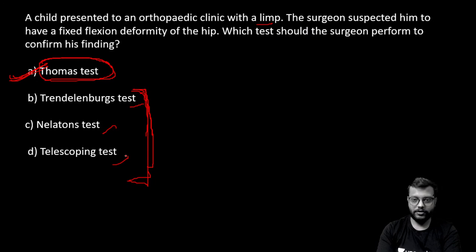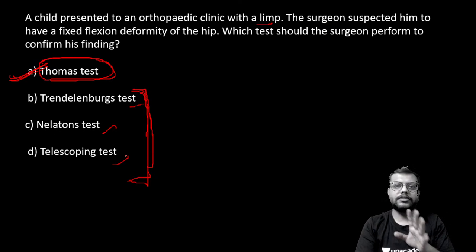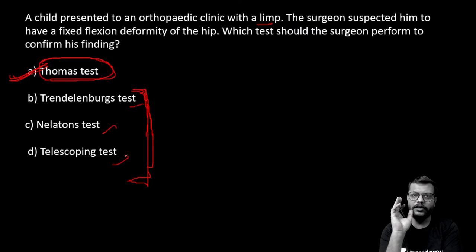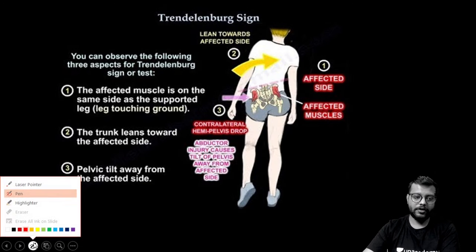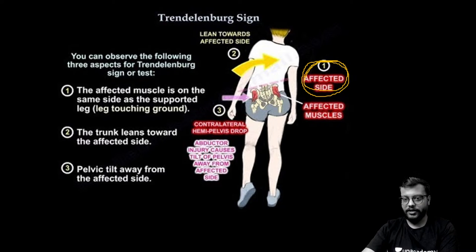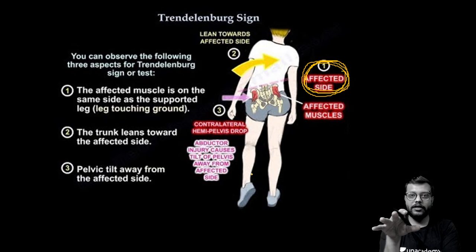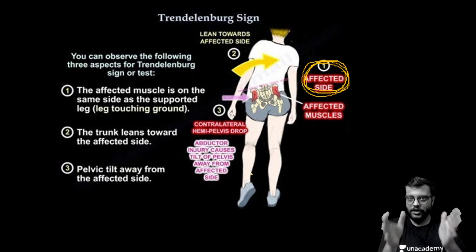Now what is Trendelenburg's test? Trendelenburg's test is a repetitive question. Okay, last year also, I think in JIPMER or in NEET PG somewhere it was there. Okay, so it is a very important test for your competitive examinations. So what is Trendelenburg test? In Trendelenburg test, suppose this side is the affected side. Okay, and if you raise the leg of the normal side above the ground, or the foot above the ground, normally there is no abnormal gait, your pelvis is horizontally as well as vertically stable.